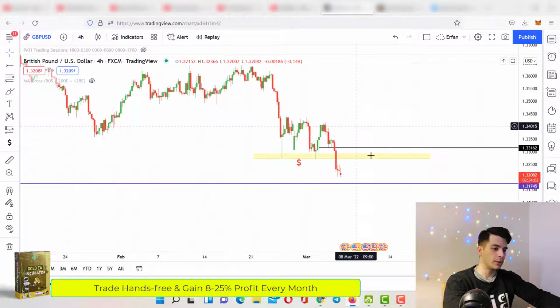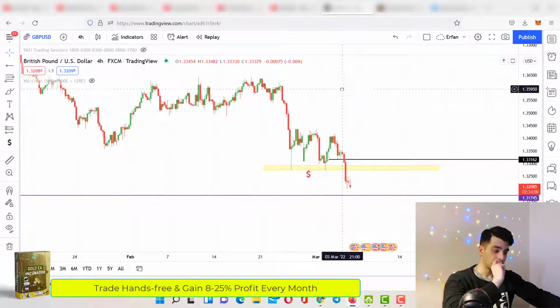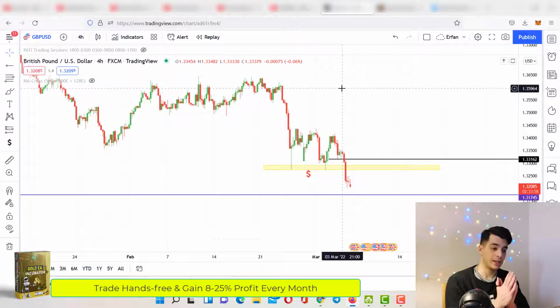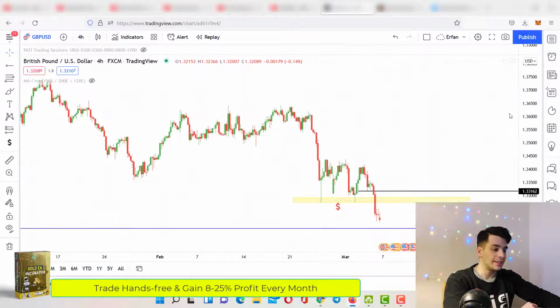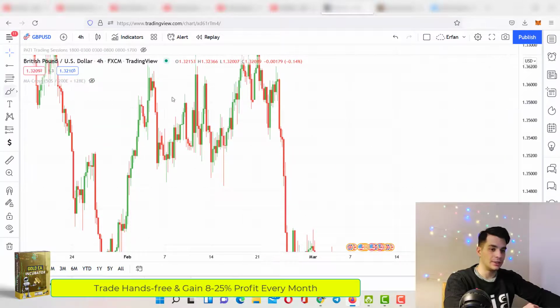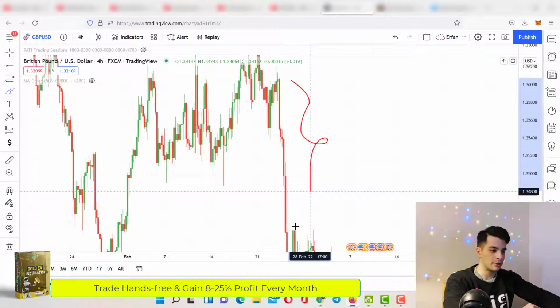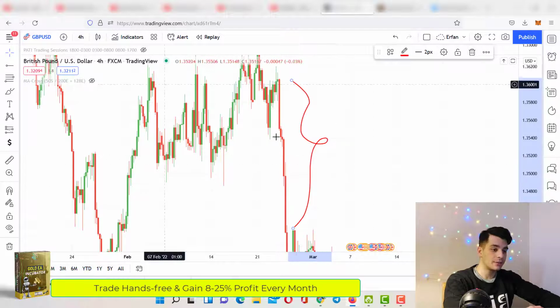But yeah, GBPUSD has been crazy. But one more thing that you need to take into consideration, which is super important, is this area, that there are so many gaps that are left over, so many gaps. And this is very important.